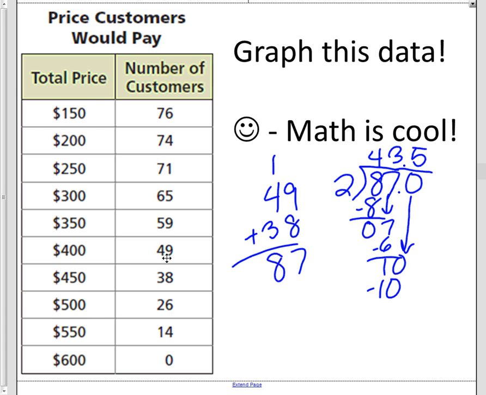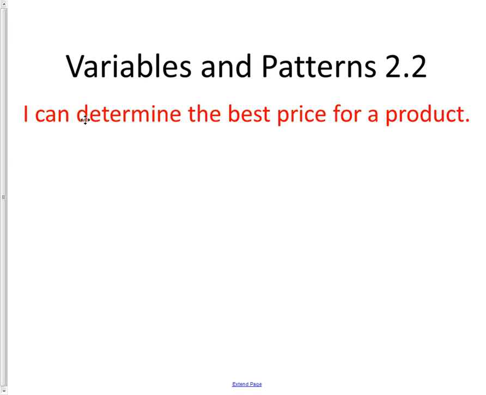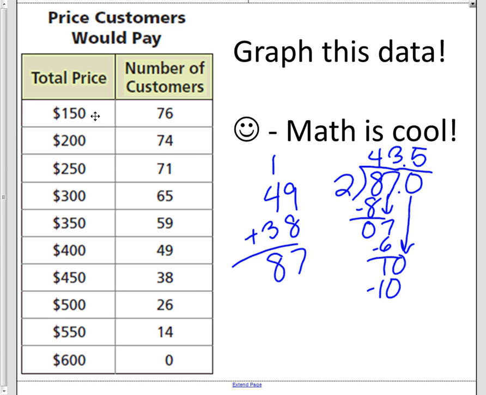That's all for today's lesson. Remember, our target was I can determine the best price for a product. Well, we're going to talk about this in class. Which of these is the best price for a product? But we also had to work with these numbers.